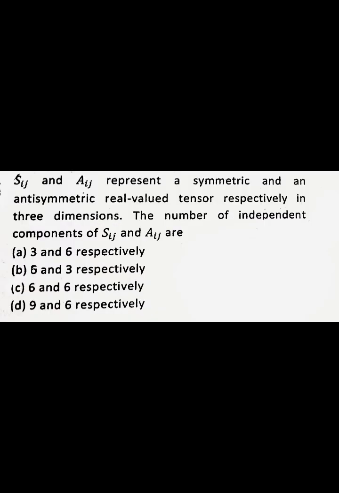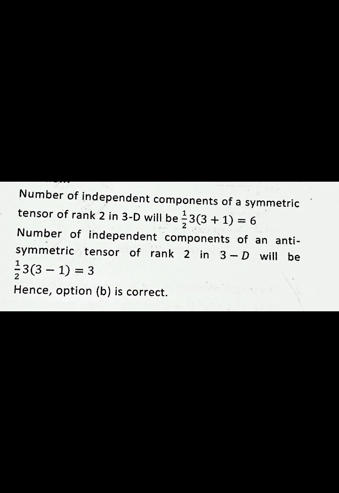Next question is, Sij and Aij represent the symmetric and anti-symmetric real valued tensor respectively in 3 dimensions. Then the number of the independent components of Sij and Aij are dash. For a symmetric tensor, the number of independent components can be found out by the equation 1 by 2 into n into n plus 1. Here n means the dimension.